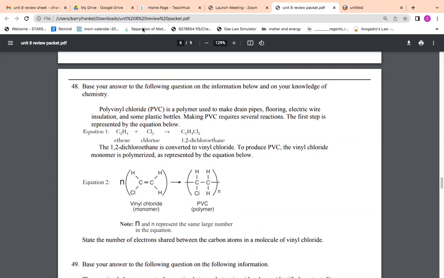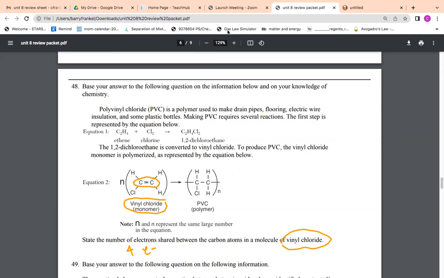Next, number 48. They give us all this information, they give us drawings, and then they ask us to state the number of electrons shared between the carbon atoms in a molecule of vinyl chloride. So right here, they label it for us. This is vinyl chloride, and they're asking us between these 2 carbons, how many electrons are they sharing? Not pairs, but say the number of electrons. They've got a double bond. Each single bond represents 2 electrons being shared. So it's 2 times 2. They are sharing 4 electrons.